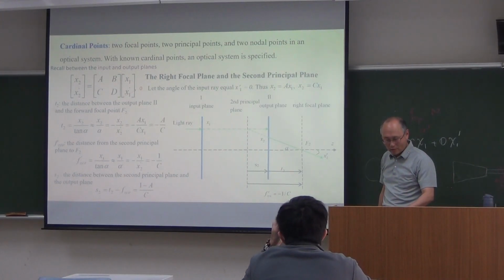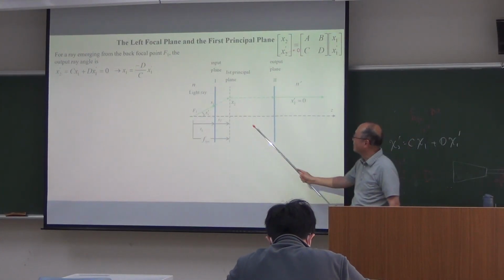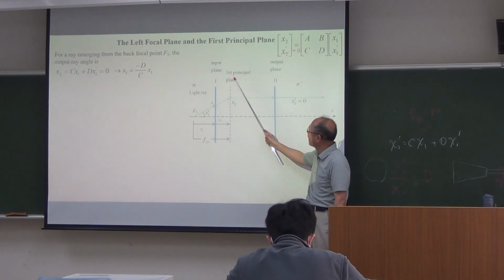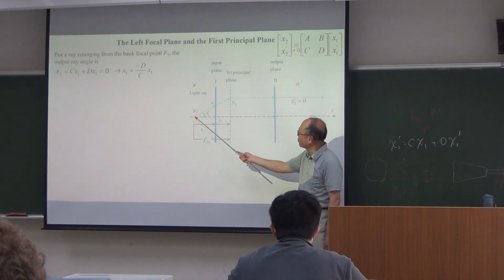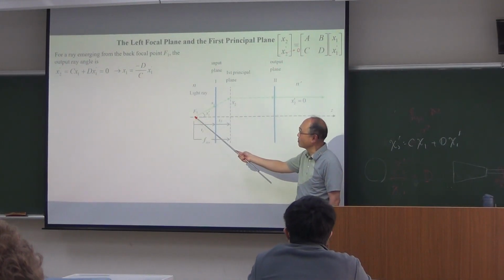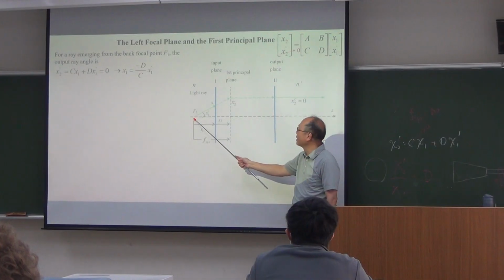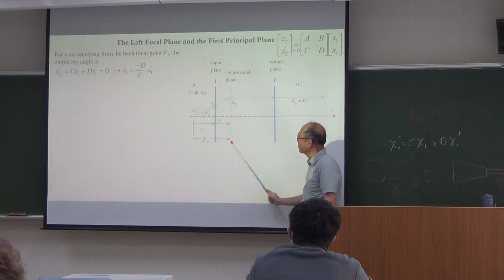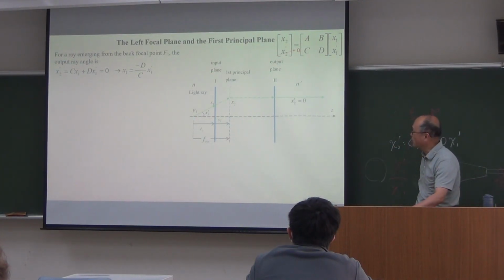Okay, so you run the beam backward, then you have the left focal length, and then you have the second principal plane. And at the focal point, you define the left focal plane. The left focal point is associated with the left focal plane, and then with the left focal length, you define the first principal plane.